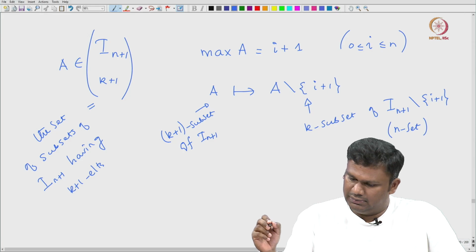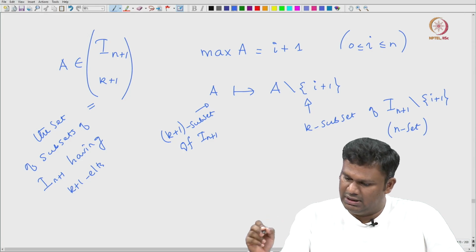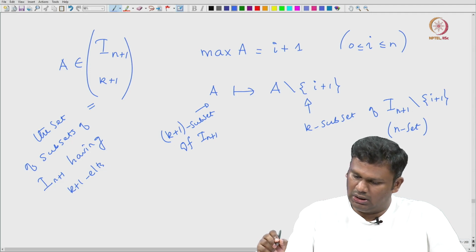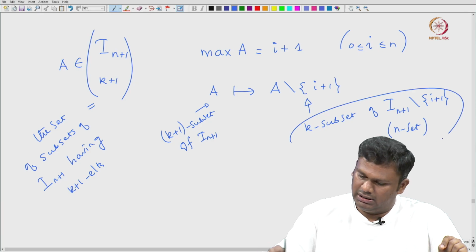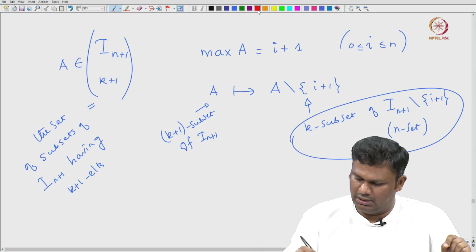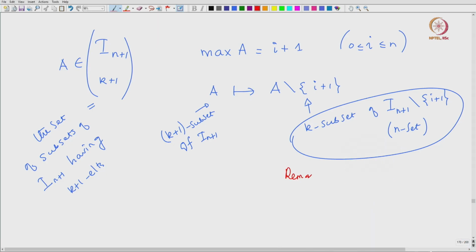Because this k subset of I n plus 1 difference I plus 1 can be thought of as a k subset of 1 to I. Even though it belongs to here, we are going to make a remark that this A difference I plus 1 is indeed a subset of 1 to I. Okay.